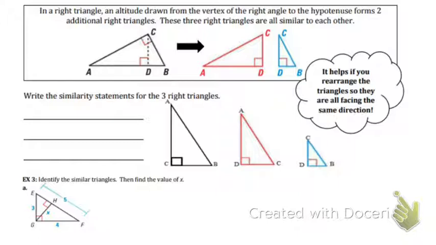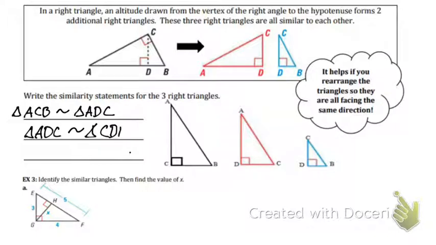So it says write the similarity statement for all three right triangles. All that's saying is if I would ask for this on the test, all I'm asking you to do is just write triangle ACB is similar to, let's not shortcut this, I just want to get to the good part, triangle ADC. We can also say triangle ADC is similar to triangle CDB. And finally, I can say triangle CDB is similar to triangle ACB.